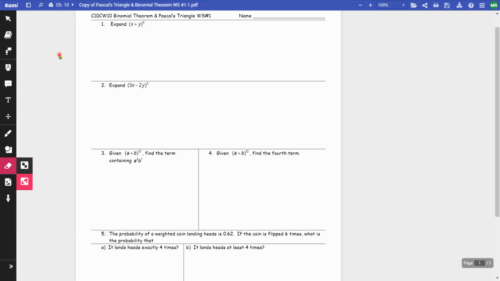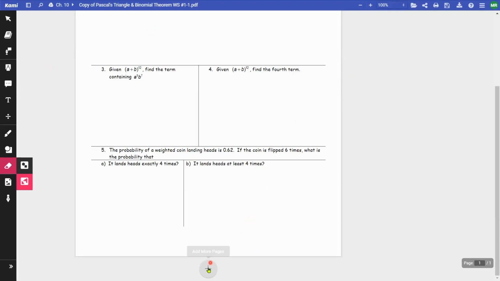So this video is Integrated 3. This is the binomial theorem and Pascal's triangle worksheet number 1. The very first thing I'm going to do is add a page real quick.